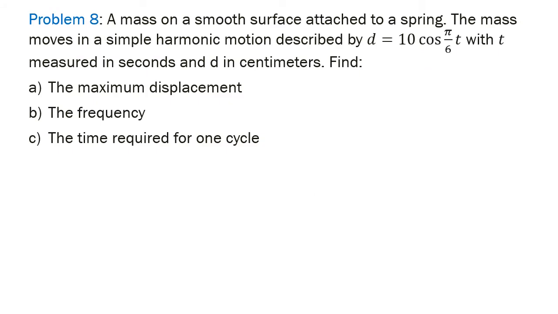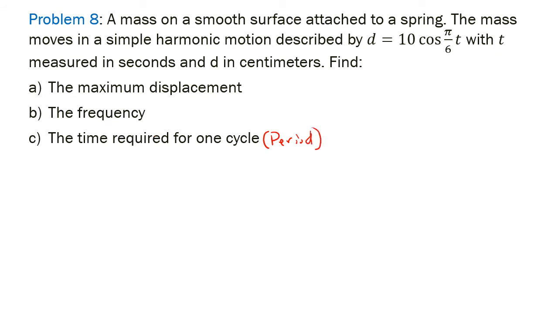Okay, problem 8. A mass on a smooth surface is attached to a spring. The mass moves in a simple harmonic motion described by d equals 10 cosine pi over 6 t, with t measured in seconds and d in centimeters. Find the maximum displacement, which is what we've been calling amplitude, the frequency, and the time required for one cycle, which we have called the period.